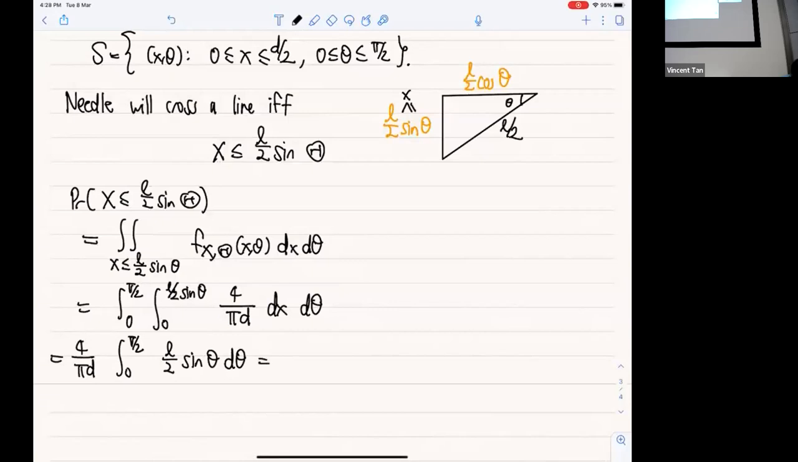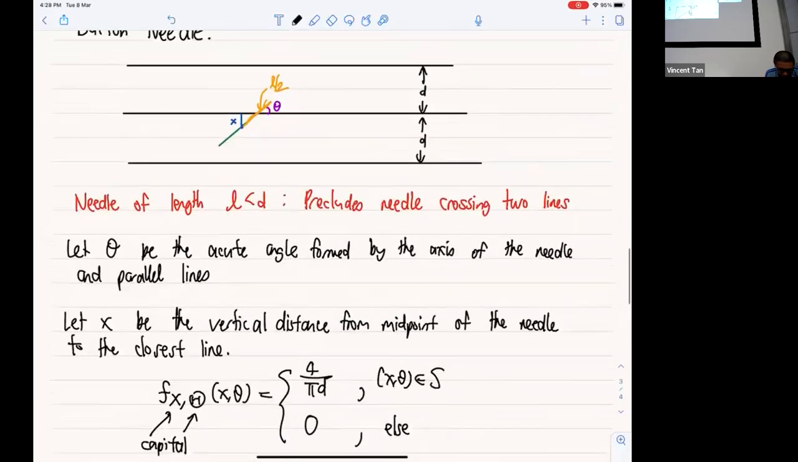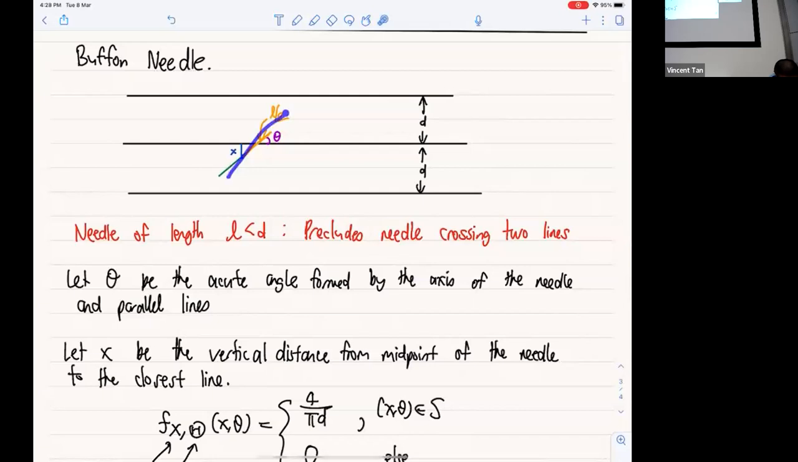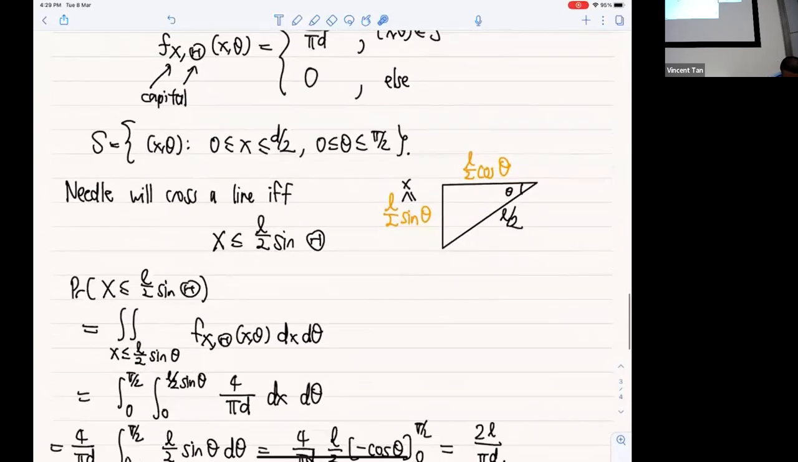All right, so we have 4 over pi d, L over 2. The integral of sine is minus cosine, from pi over 2 to 0, and this whole thing is 1. So we are left with 2L over pi d. So the probability that the needle actually crosses one of the lines is exactly this.